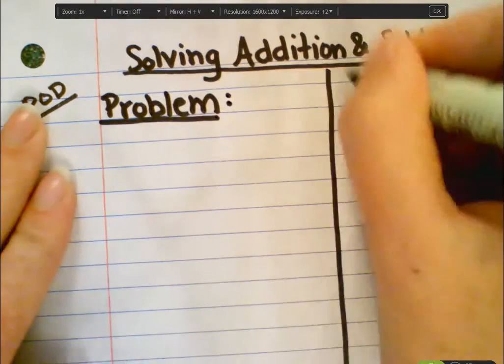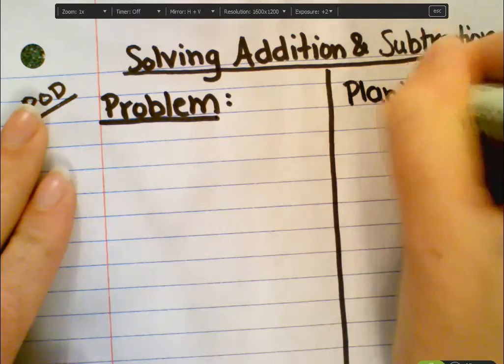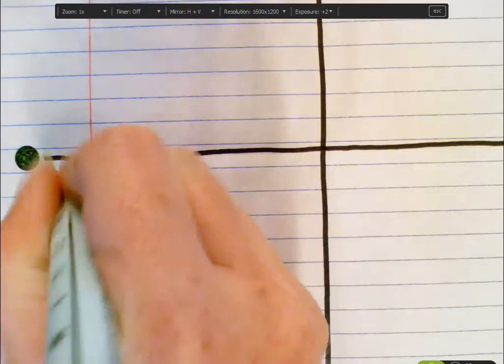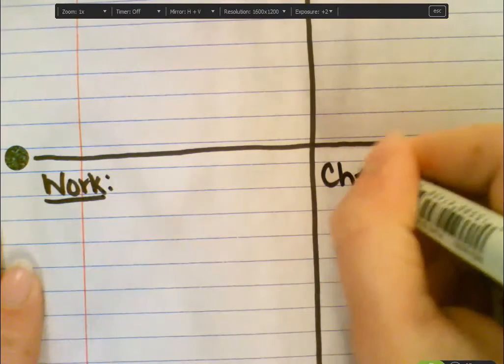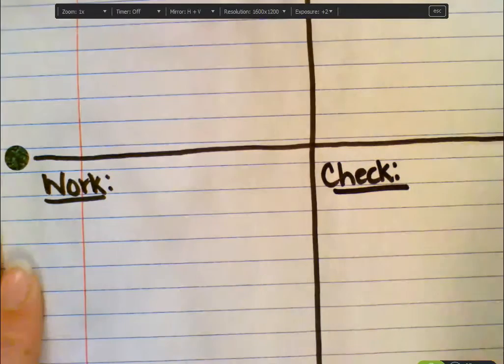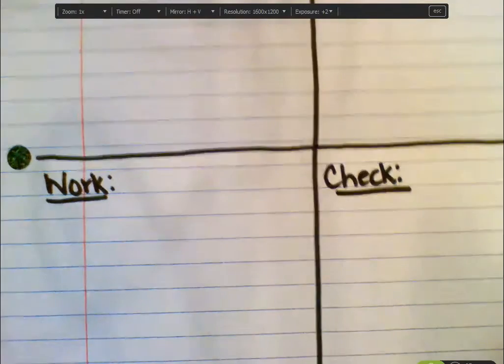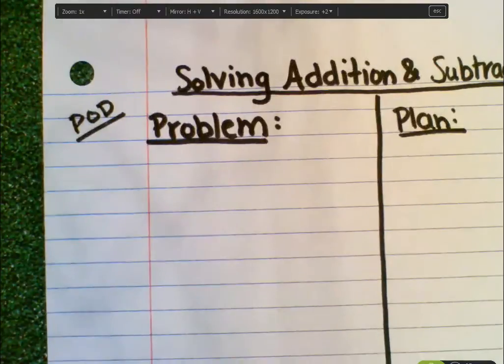We're going to have a plan. In the bottom, we're going to go ahead and write in that we will have our work. And then we will also show a check along with our final answer. Okay, so let's go ahead and look at what the problem is for the day.